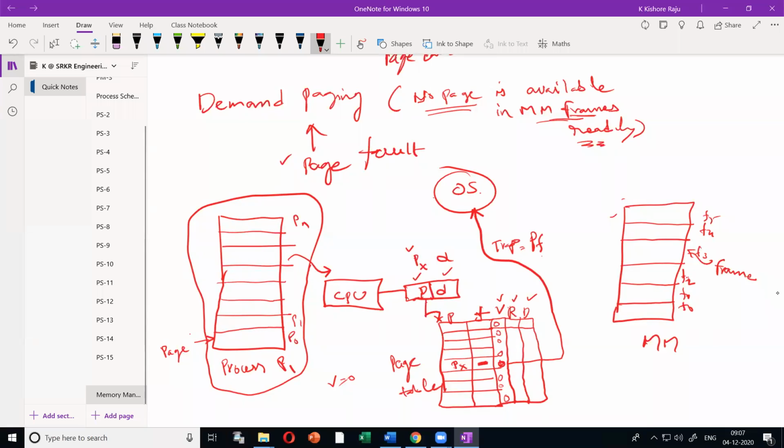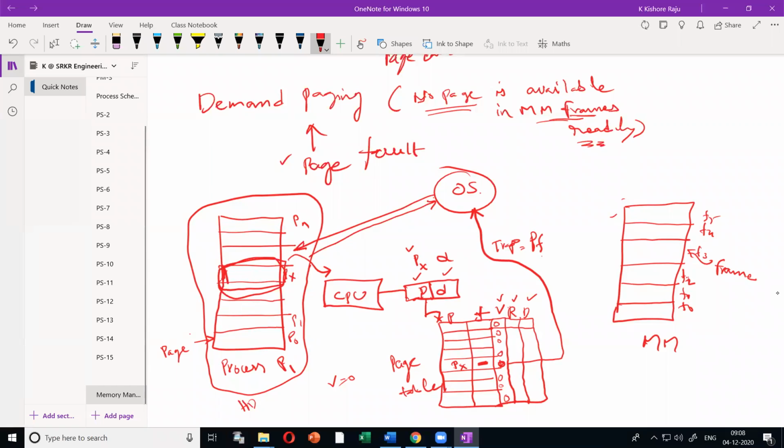Then immediately the operating system will visit this P1 process which is there in the hard disk. Then it will get the Px page. For example, this is the Px page which belongs to the P1 process. Then immediately it will respond.